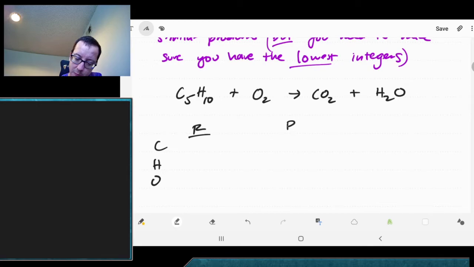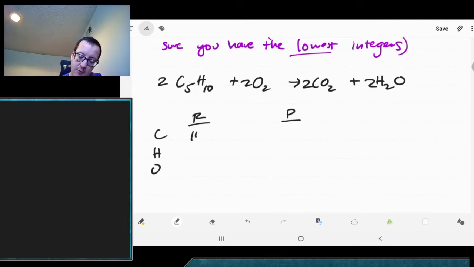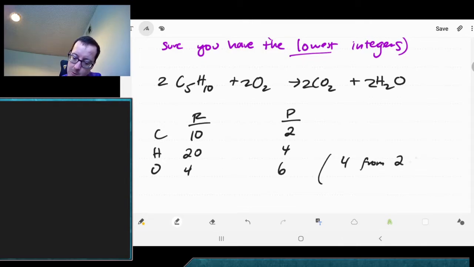Alrighty, reactants and products. So if we just double everything right away, we can go ahead and count things up. We see we have 10 carbons for our reactants. We have 2 carbons for our products, 20 hydrogens, 4 hydrogens, 4 oxygens, and say 4 plus 2 is 6 oxygens. So notice everything's an even number here. We've gotten rid of that problem of having odd numbers.